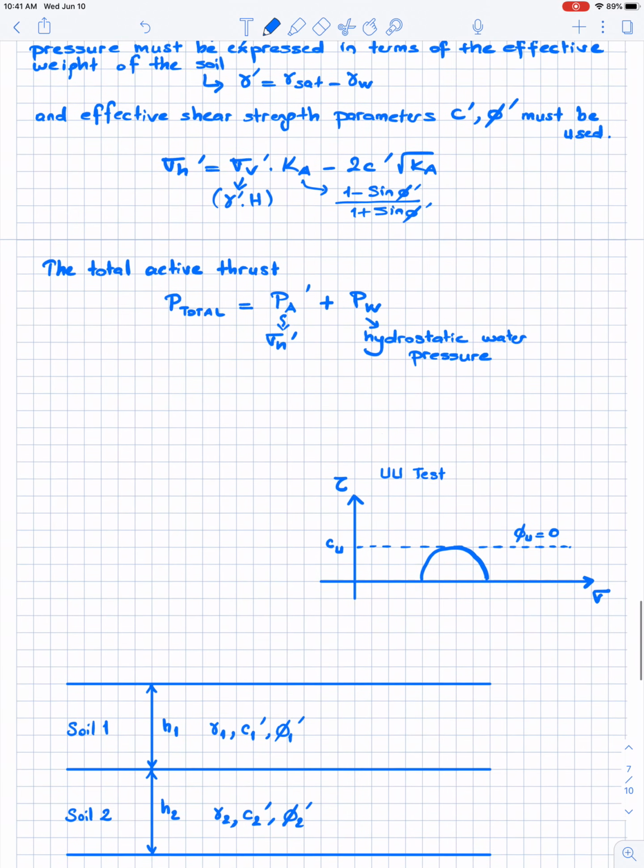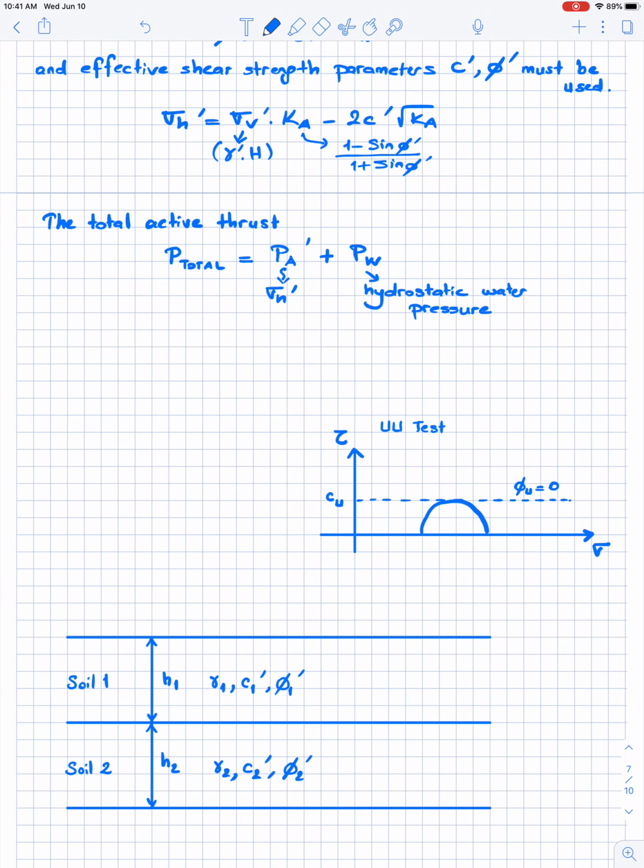Okay. Of course, we'll be solving example problems on this. And one thing, when we calculate sigma H prime, we will be using gamma prime, C prime, and phi prime. Okay, please note that that is the case. And the hydrostatic water pressure behind the retaining wall is important to be used in the calculations.